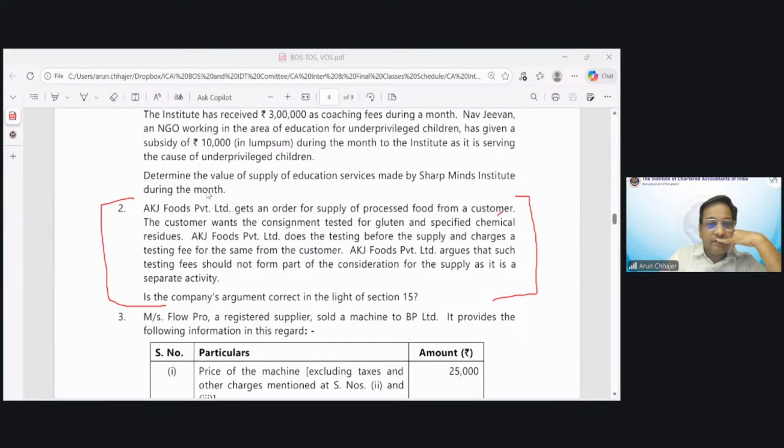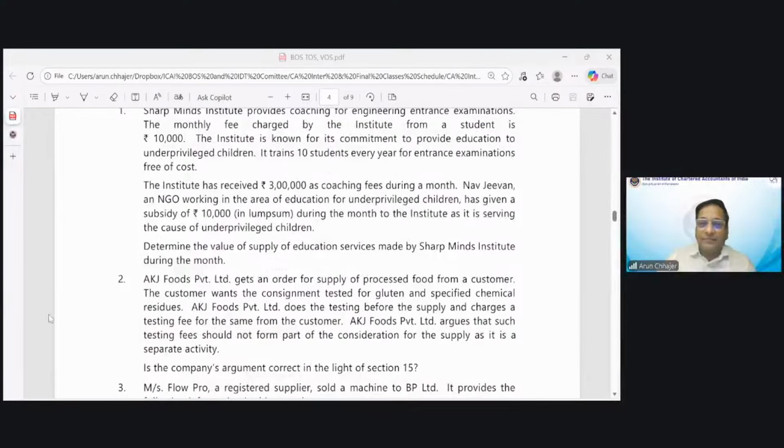It means 10,000 already added in 3 lakhs? नहीं. It is not added in. See, subsidy where it is written. The institute has received the coaching fees 3 lakh and subsidy 10,000. What does it mean? It means 3 lakh is the coaching fees, which the student is giving, right? And 10,000 is given by the NGO. It is not included, obviously.